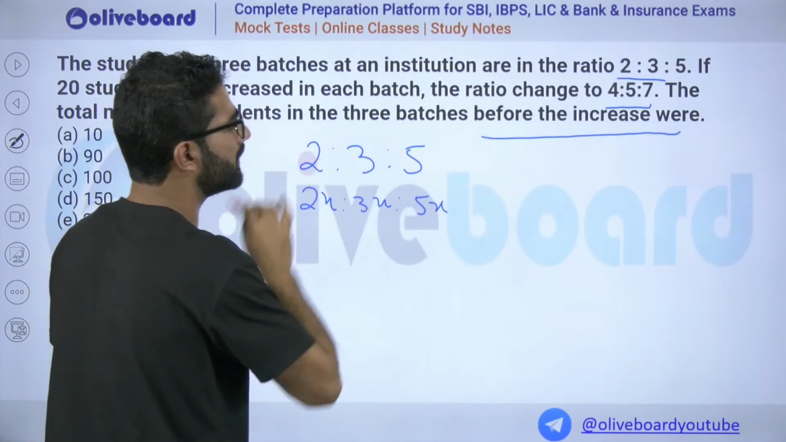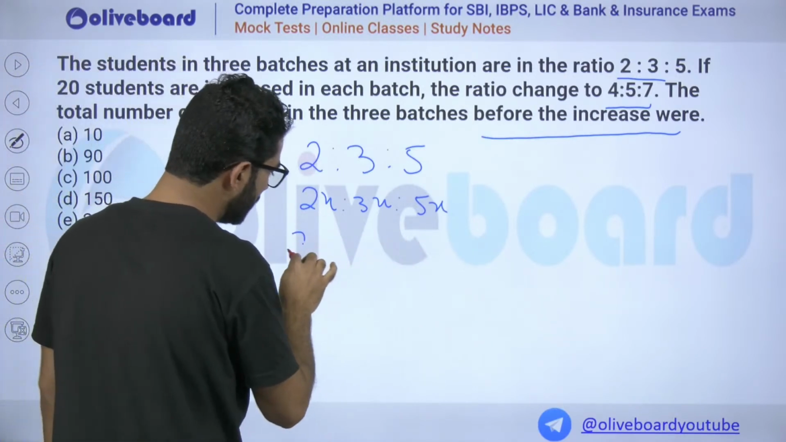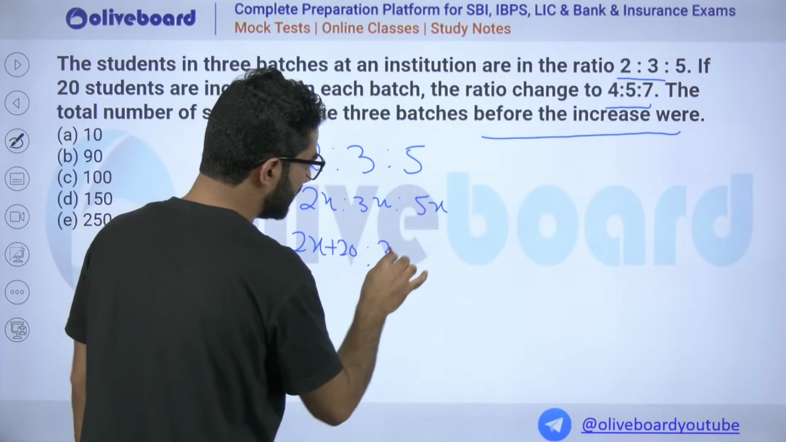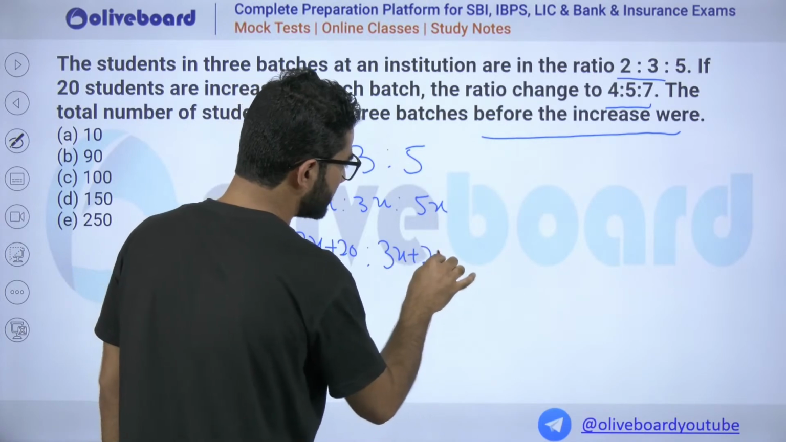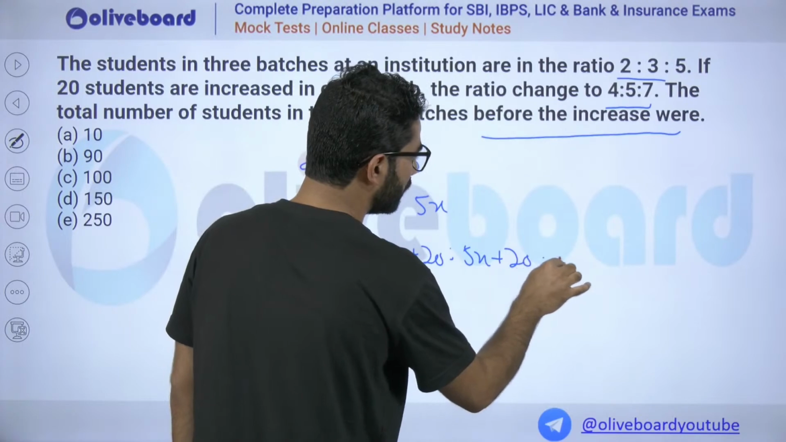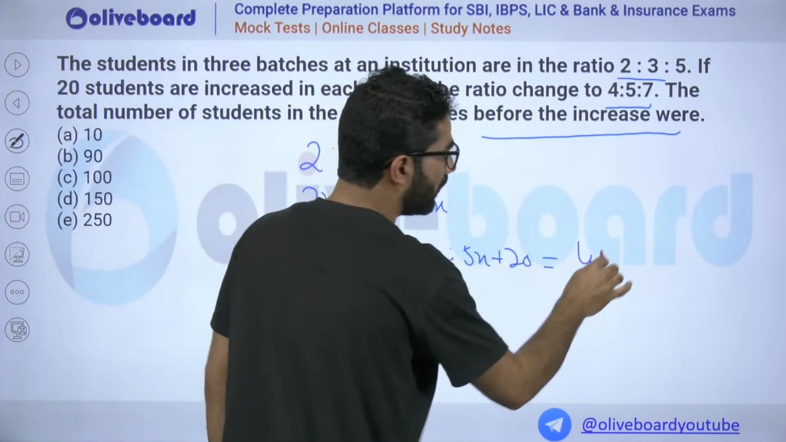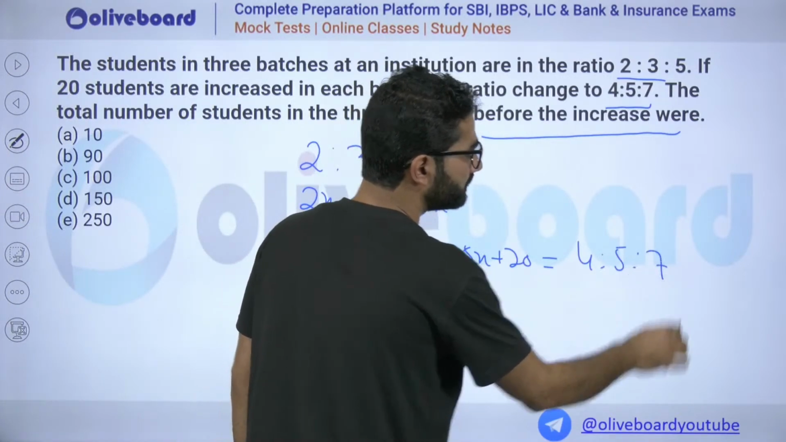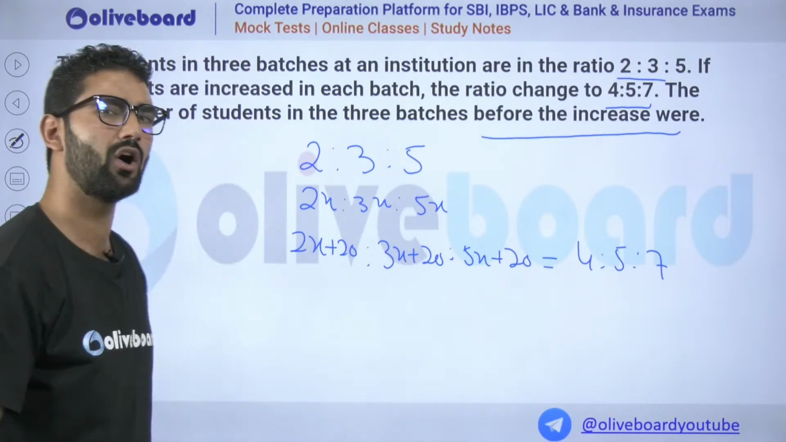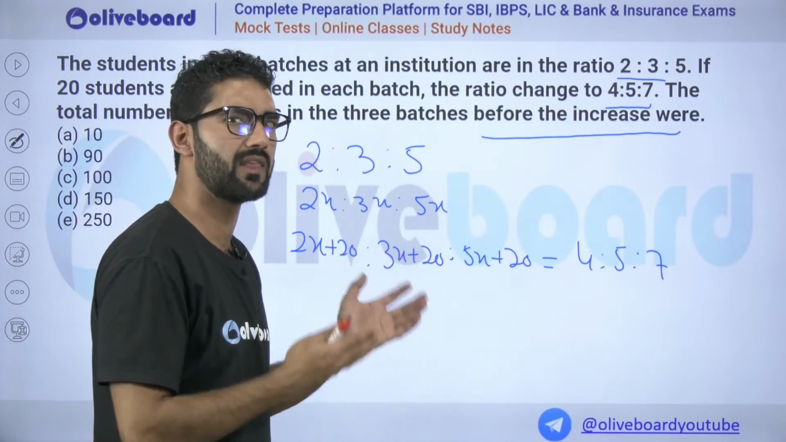Okay, now it is given that we increase each batch by 20. So 20 added to this batch, 20 added to that batch, and 5x plus 20 to that batch. That is equal to the new ratio, that is 4:5:7. Whenever you get a relation like this in ratio and proportion, take only two. We have only one variable, so just two proportions are required to get the value of x.